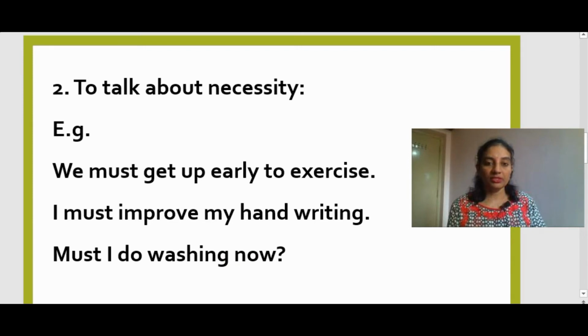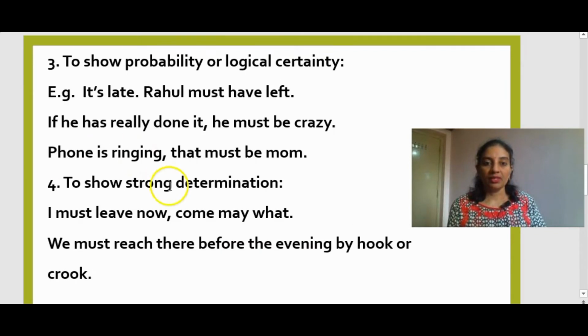Okay, must shows necessity. And the third use, to show probability or logical certainty. Probability, chance. We know that. Logical certainty, in the sense of coming to certain derivations based on certain proofs. Okay, look at the example. It's late. Rahul must have left. Why have I come to a conclusion that he must have left? Because it's late. Okay, that is the proof provided to me.